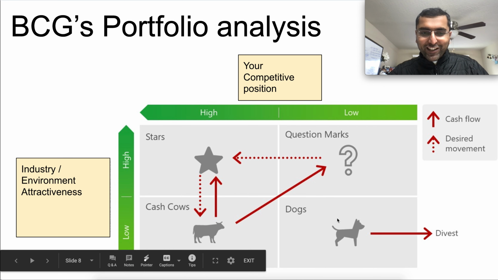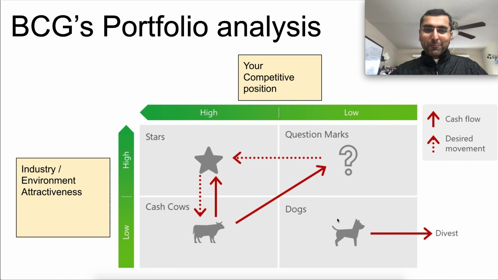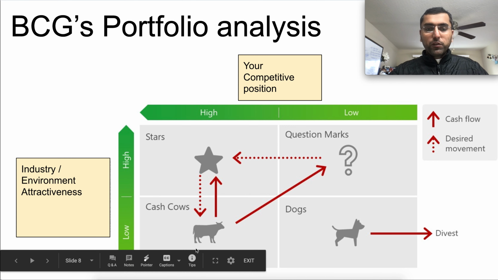So what is a cash cow project? A cash cow project is a project that is a cash generating machine in your company. It's high margin, it generates cash, it's stable, and it keeps giving you cash, right? So that's the cash cow project. You don't want to disrupt these.